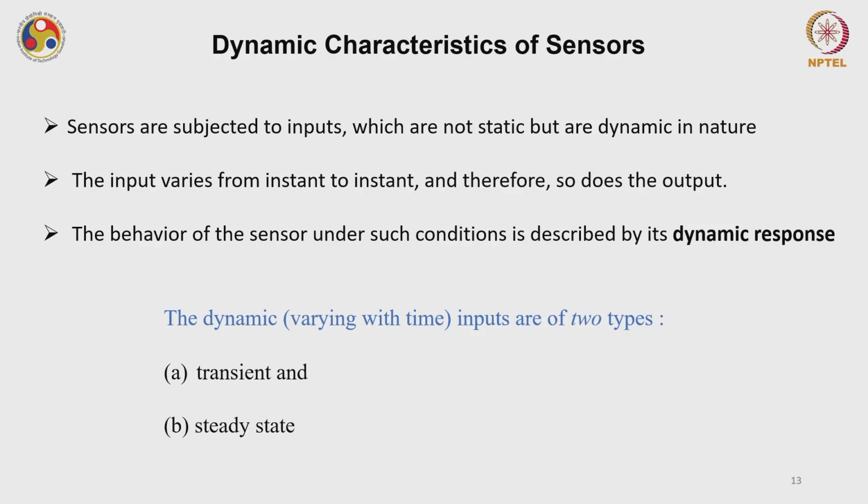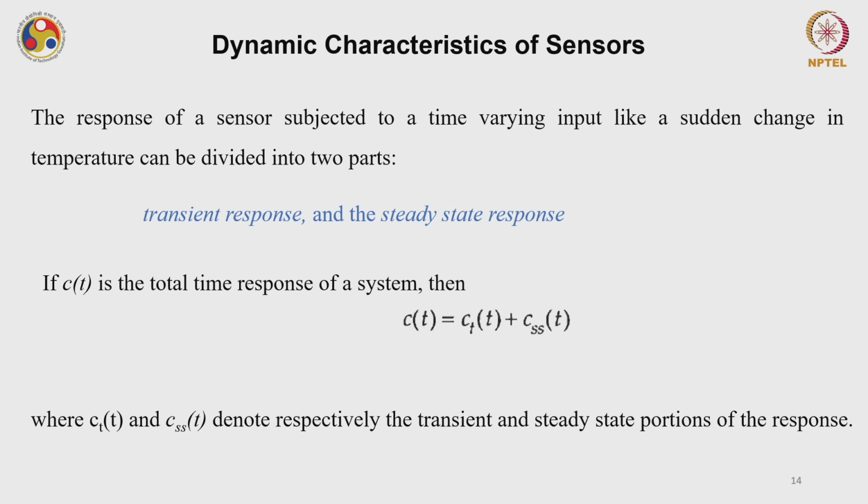The input or stimuli varies from instant to instant, and therefore the output also changes. The behavior of the sensor under such conditions is described as dynamic response. So dynamic response can be understood with something which is always varying with time. Dynamic systems have transient and steady state behavior. The response of a sensor subjected to a time varying stimulus like a sudden change in temperature can be divided into two parts, very similar to what you have seen: a transient response and a steady state response.